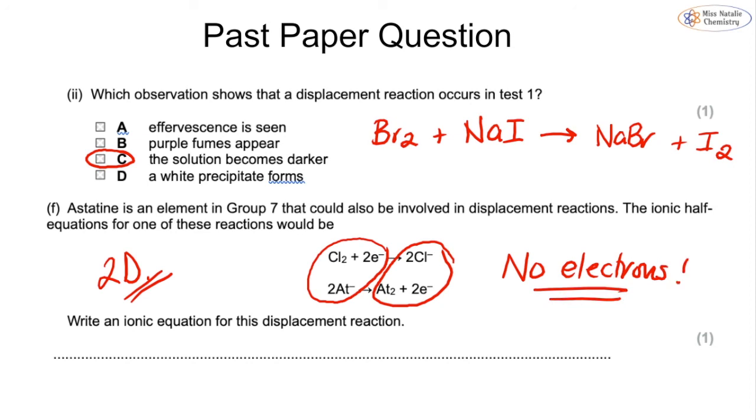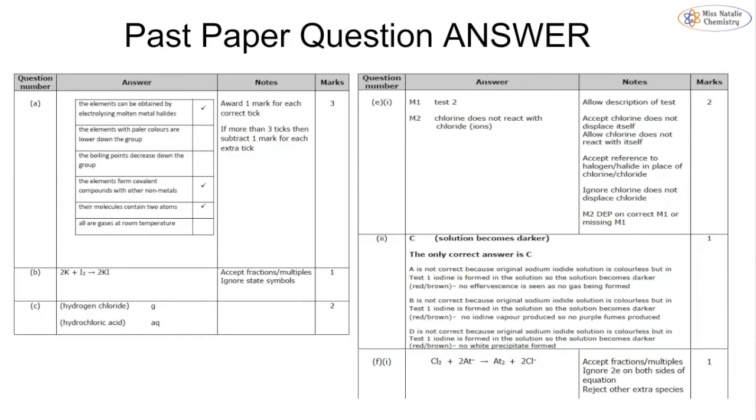So you can see that on the left-hand side I have 2 electrons, but I also have 2 on the right-hand side. So actually, they cancel each other out. So I simply rewrite what is left. I have Cl2 plus 2 astatide ions are going to react to make 2 chloride ions plus At2. And you can see that the answers are there as well if you wish to check them against what you were doing if you were answering the questions yourself.